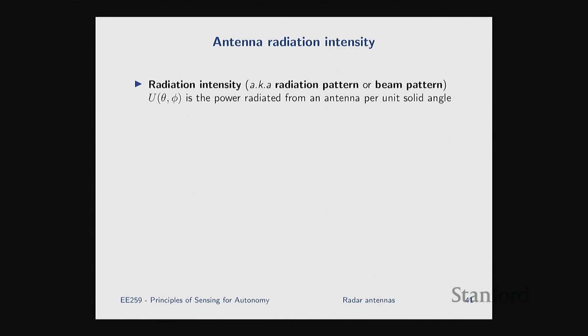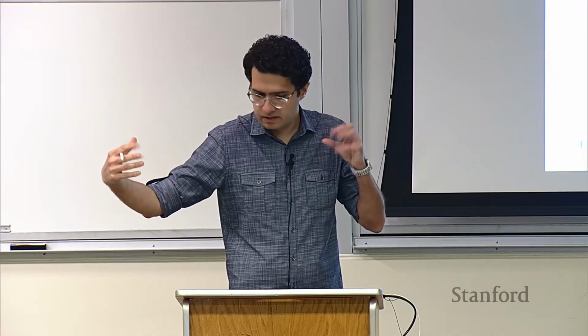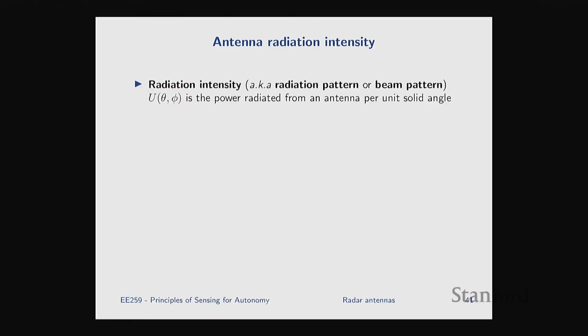When we were doing sonar, if you remember, we calculated this acoustic beam pattern for a transducer, which had a main lobe and some side lobes and some beam width. This is the electromagnetic equivalent of that. It's called U of theta and phi. So it's a function of the azimuth and the elevation angle, and it's the power that is radiated from an antenna per unit solid angle. Okay, first let's remind ourselves what solid angle is.